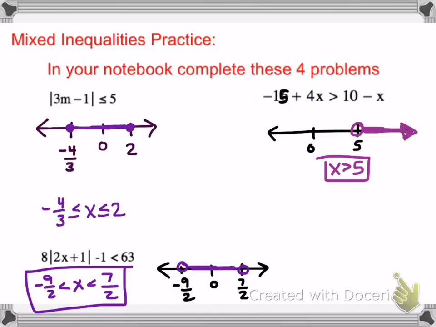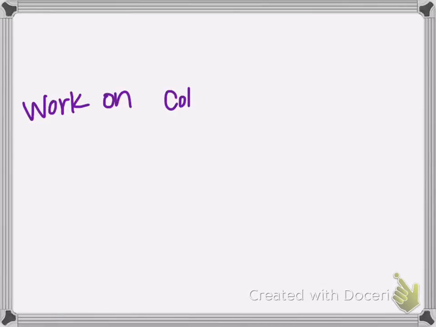What I need you to do is either get the coloring worksheet from the sub, or if you already have it, pull that out. You're going to do that the rest of the time. Okay, so what I need from you is you're going to work on that coloring worksheet. And here's what I need you to do on that.